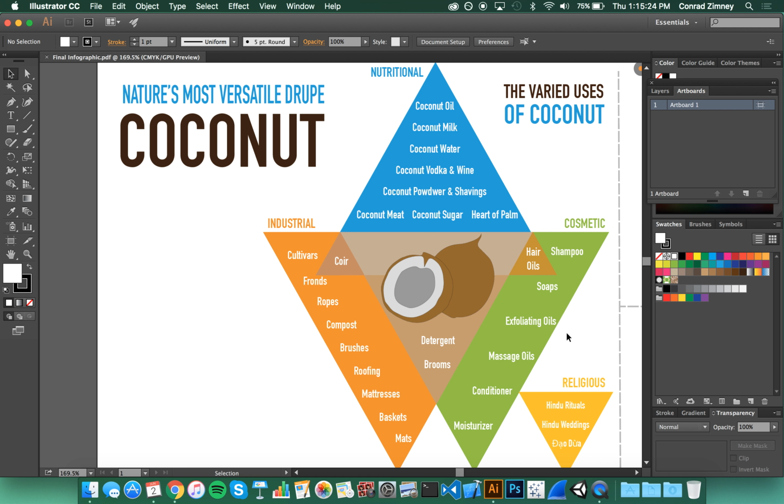And then lastly, even though the religious uses of coconut don't particularly overlap with the other uses of coconut, I thought that their relationship to coconut in general would be important to include, because even though there is no overlap, it still shows the relationship to coconuts and all their other uses.